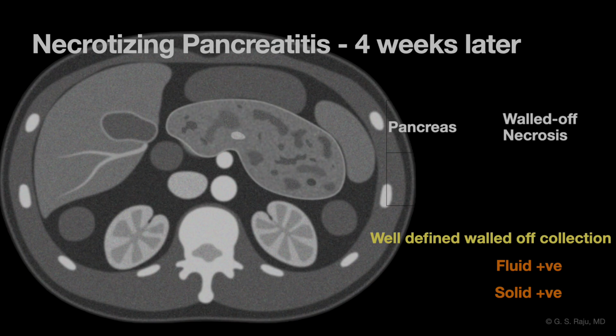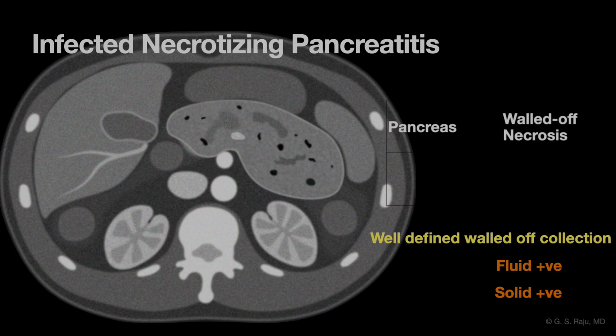And the walled off necrosis may get infected. And you identify infection by the presence of gas appearing, as you can see here. And if you put a needle and aspirate, you may see an infection on staining. So I hope this is helpful.